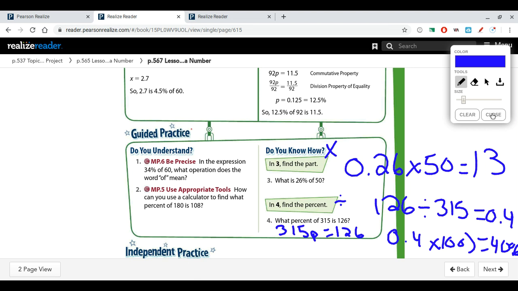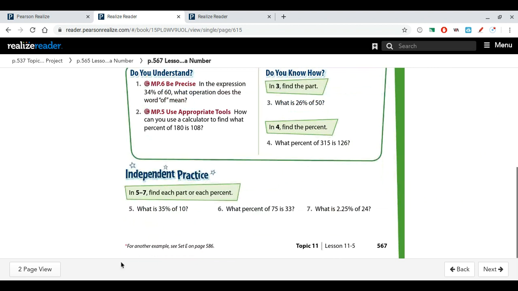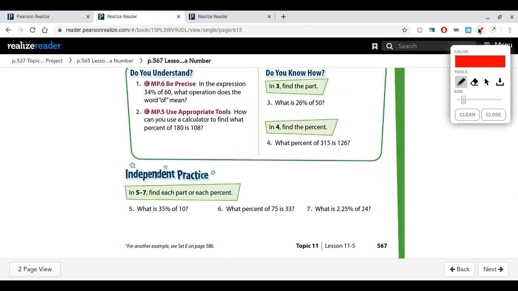All right, so for your independent practice today, you are going to find each part or percent. I will walk through with you here, and we'll identify whether I'm going to multiply or divide, and you're going to do all of 5 through 7. So here I'm looking for a part. If I'm looking for a part, I'm multiplying. What percent of 75 is 33? I'm looking for a percent, and remember, for a percent, you divide. Then number 7, I'm looking for a part because it says what is 2.2 or 2 and 2500% of 24. So here I would multiply.